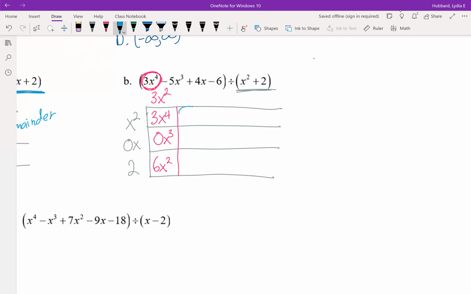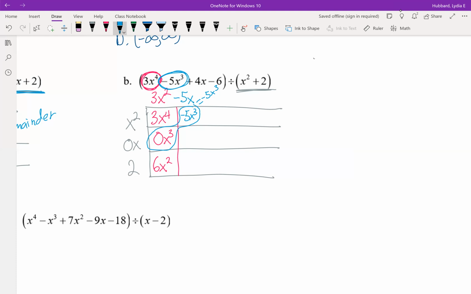Okay, so now we go to the next diagonal, which is this one right here. And that's going to need to add to a negative 5x to the 3rd. So in order to add to negative 5x to the third, this would have to be negative 5x to the third, because 0 plus negative 5x to the third is negative 5x to the third. So x squared times what would give us negative 5x to the third? Well, that would have to be just a negative 5x. And again, we can check that: negative 5x times x squared is negative 5x to the third.